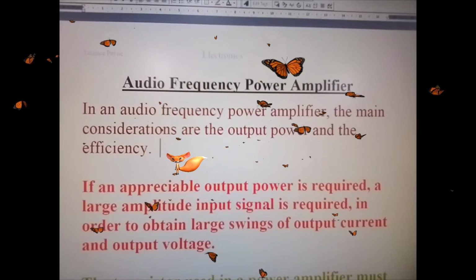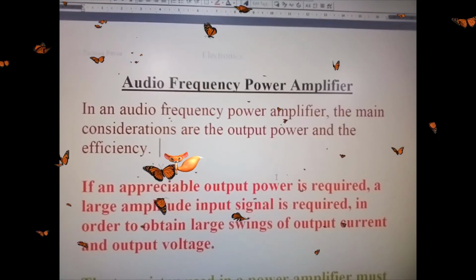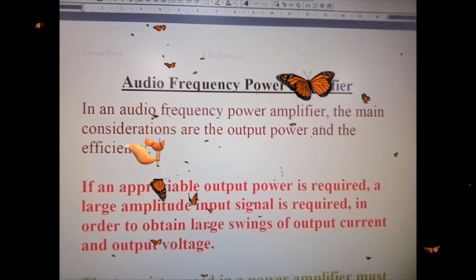Right, welcome back. What I want to look at today is audio frequency power amplifiers.